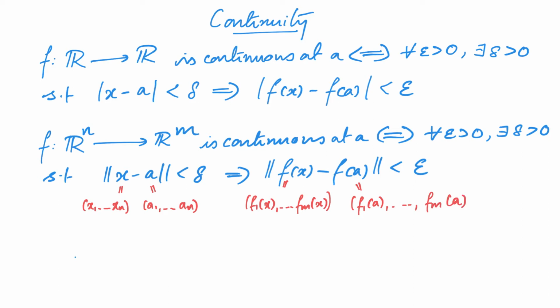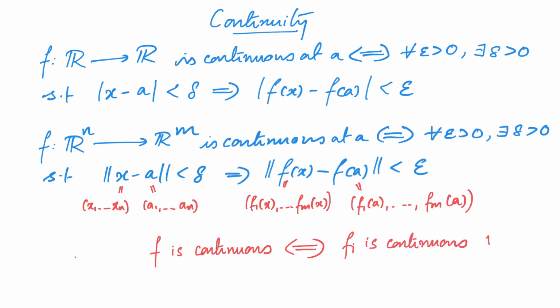But recall that f can be expressed in terms of m functions f1 to fm. So if we can express continuity of f in terms of these component functions, then it will be easier to understand continuous functions. And that's exactly what we are going to do. We will show that f is continuous if and only if fi is continuous for all i. And it should not be too surprising because it's a direct consequence of the way in which we have defined norm. So let's try to see a proof of this fact now.